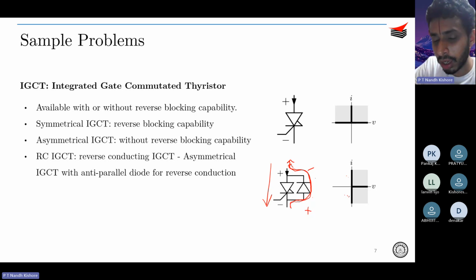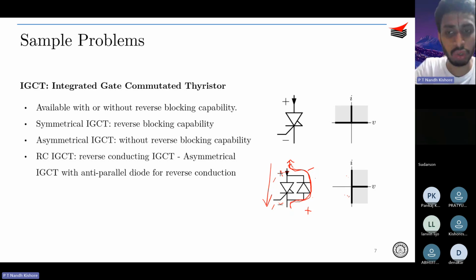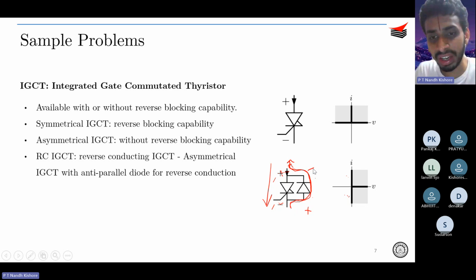And it cannot block voltage in the reverse direction. So it can only block voltage in the forward direction, right? So only this is possible. As long as you don't supply the gate pulse to this IGCT, it will not turn on. So it can block positive voltage. It cannot block negative voltage, but it can conduct current in both directions, that is from anode to cathode and cathode to anode. So this is an asymmetrical IGCT.